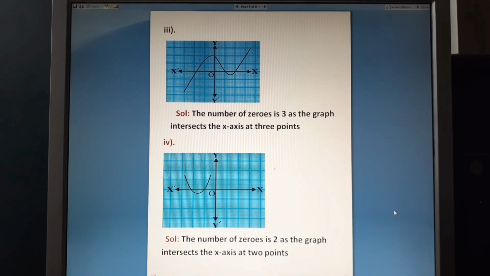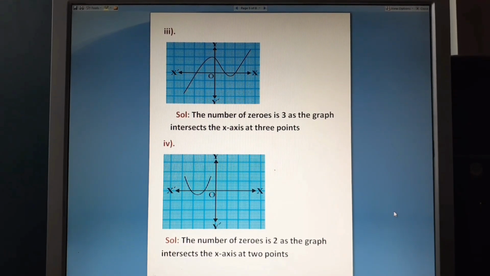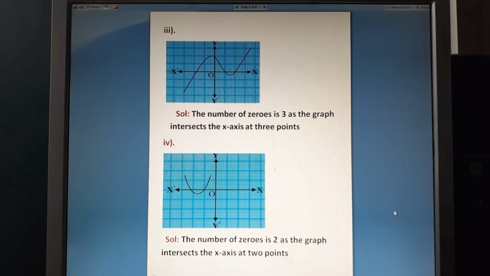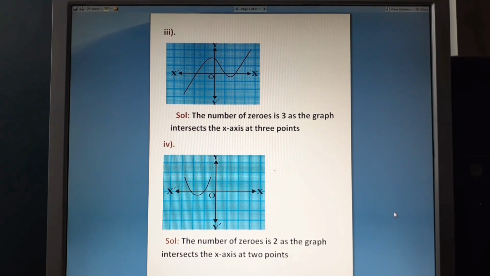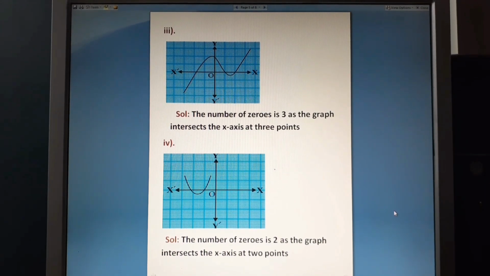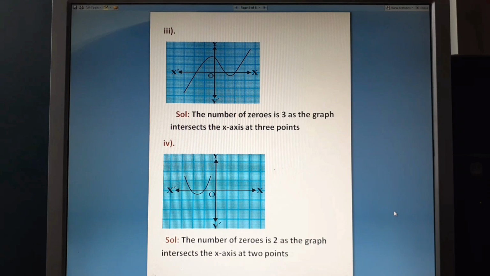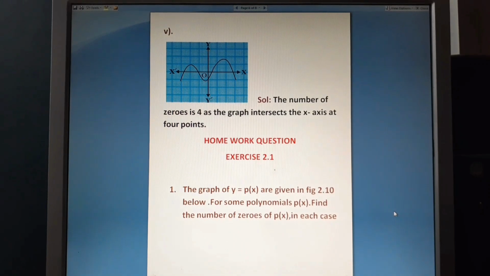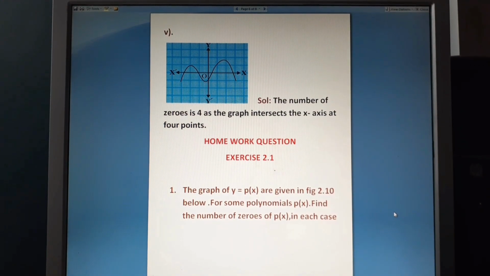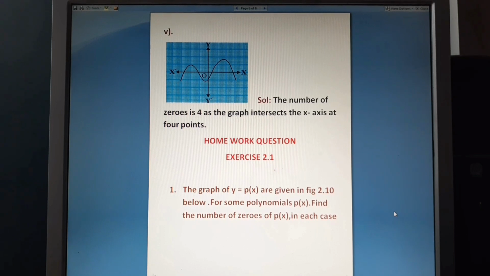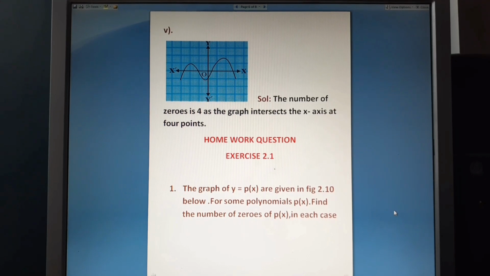Next one. See the graph. The number of zeros is 3 as the graph intersects the x-axis at 3 points. Fourth one. See the graph. The number of zeros is 2 because the graph intersects the x-axis at 2 points. Fifth one. The number of zeros is 4 as the graph intersects the x-axis at 4 points.